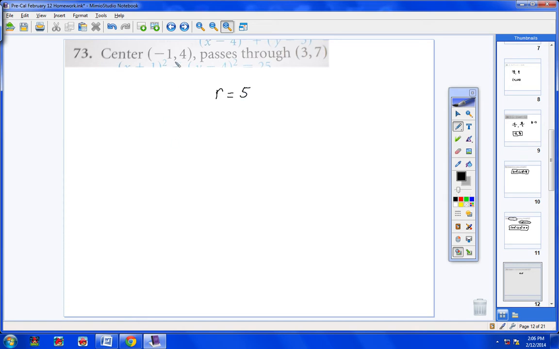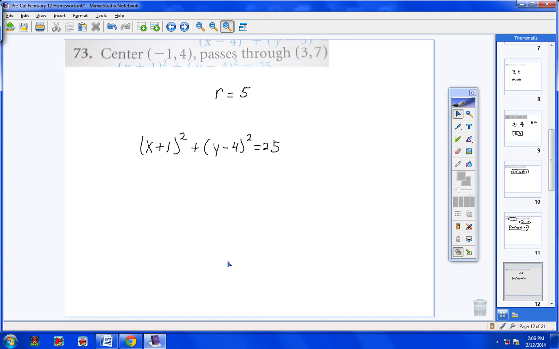So my x value is negative 1. I'm going to change the sign and write a positive 1. X plus 1 squared plus, and then y, I have a positive 4, so I'm going to change the sign and put a negative 4, quantity squared equals, and then you always write your radius squared, okay? And of course I'd like you to simplify that, so a radius squared, 5 squared, would be the same thing as 25, alright? So 5 squared is 25.